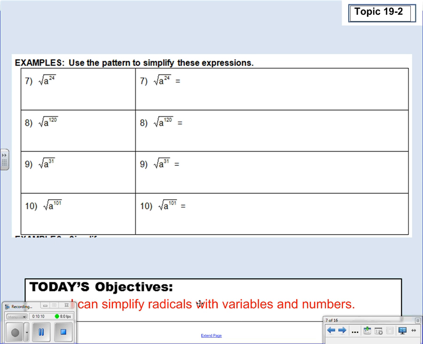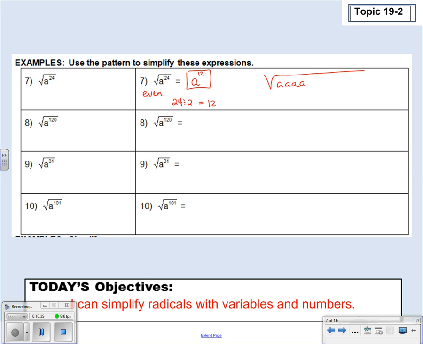Number 7, we have a to the 24th. Let's recognize it's even. So because it's even, we're going to do 24 divided by 2. And 24 divided by 2 is 12. So that means my answer should be a to the 12th power. Again, I could stamp out 24 A's. If you want to do that, 1, 2, 3, 4 on to 24 and bring out all your doubles, you're still going to come out with a to the 12th power.